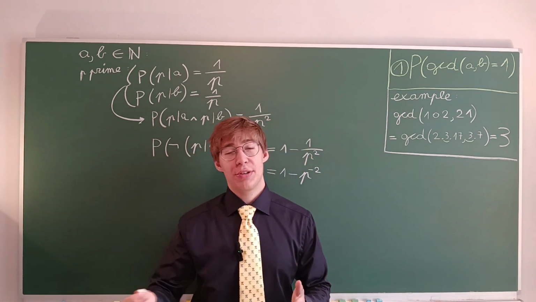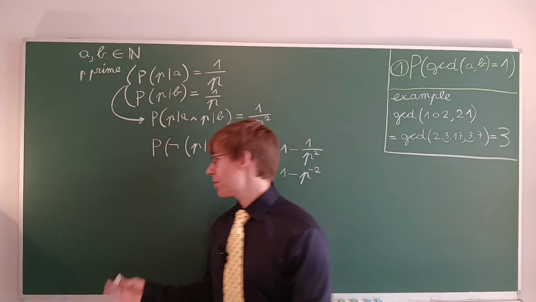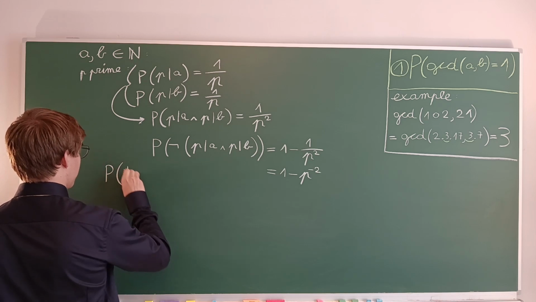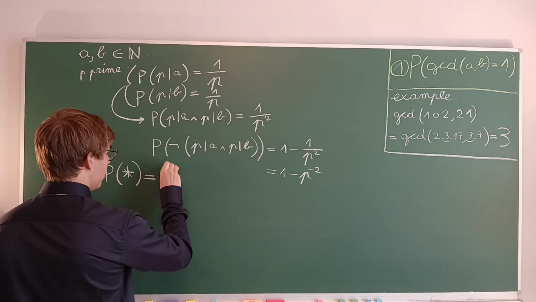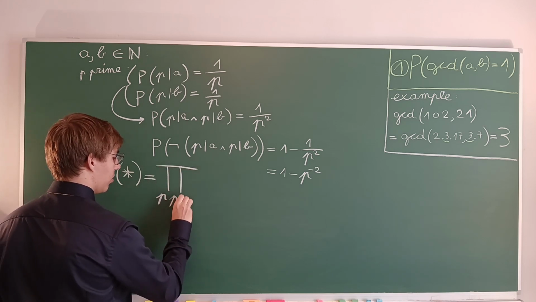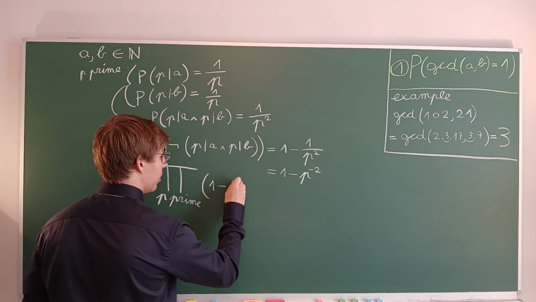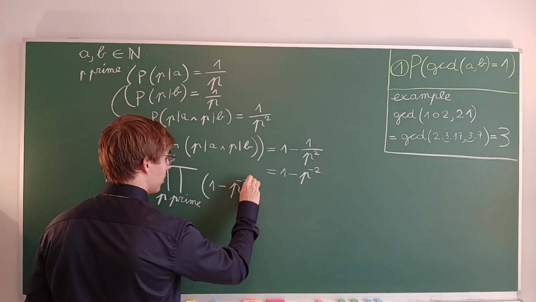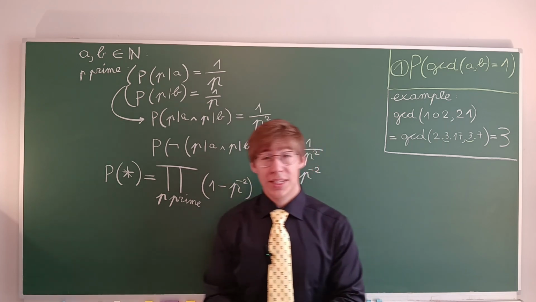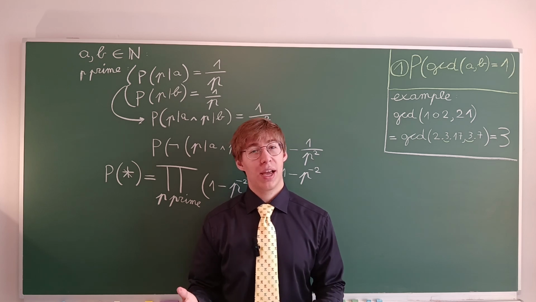Now, of course, this doesn't need to happen for one prime, but for all the primes. So the probability that we are searching, let's call this P of star, is the product over all primes p of 1 minus p to the minus 2. Well, you might think, how on earth are we going to calculate this? Well, there's a neat trick which is called Euler's product formula, which is one of my favorite formulas in mathematics.